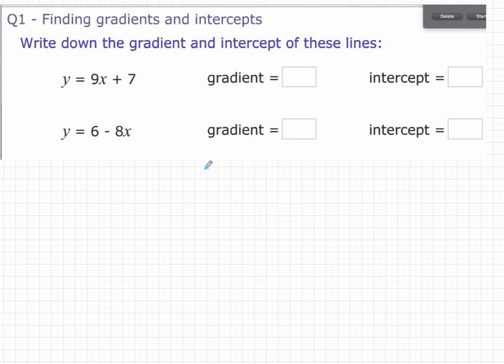So remember, y is equal to mx plus c. That's what we want, like that. So in fact this is easy. Gradient is 9 and the intercept is 7. This one's not quite so easy because it's run the wrong way. So we can rearrange that to be minus 8x plus 6. So the gradient is minus 8 and the intercept is 6.